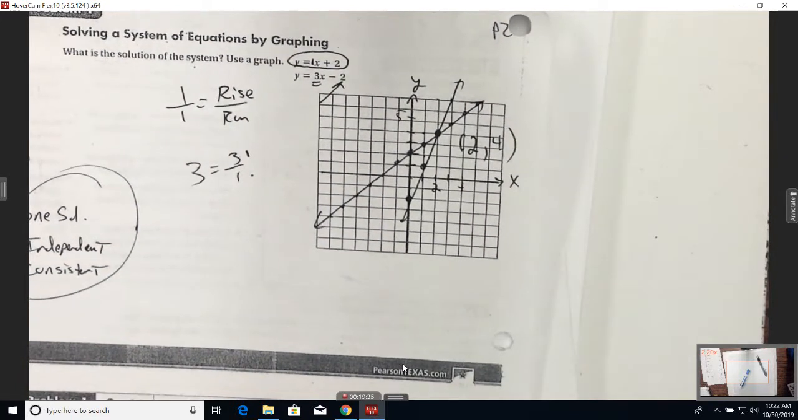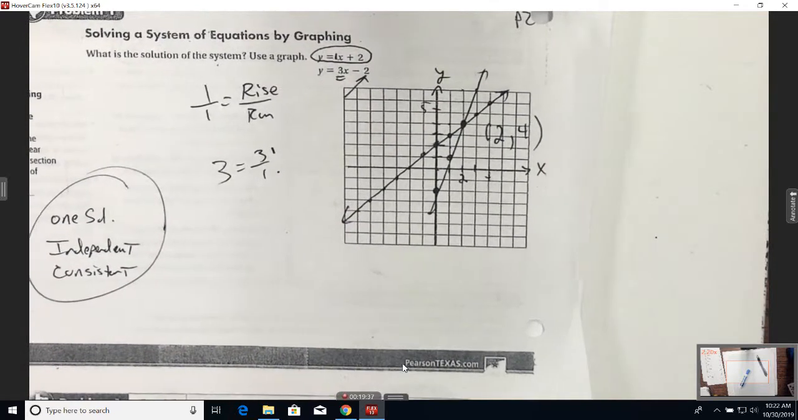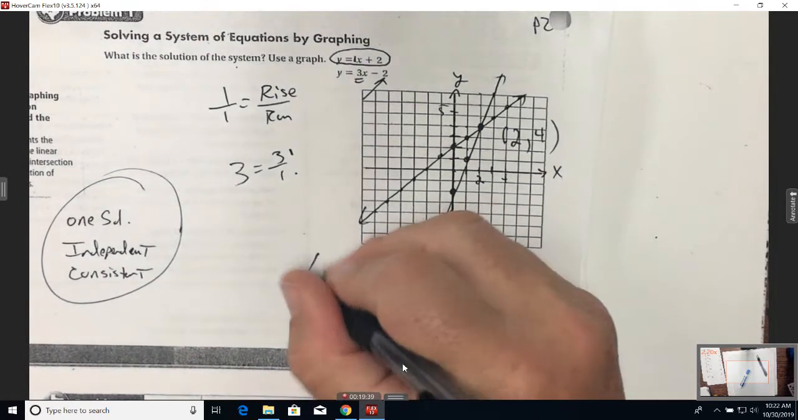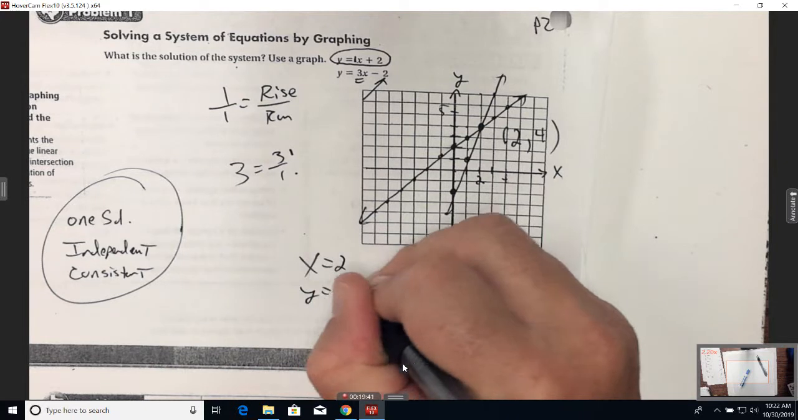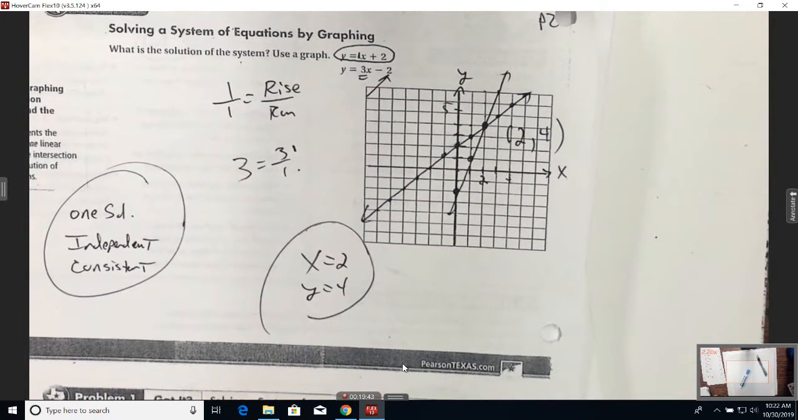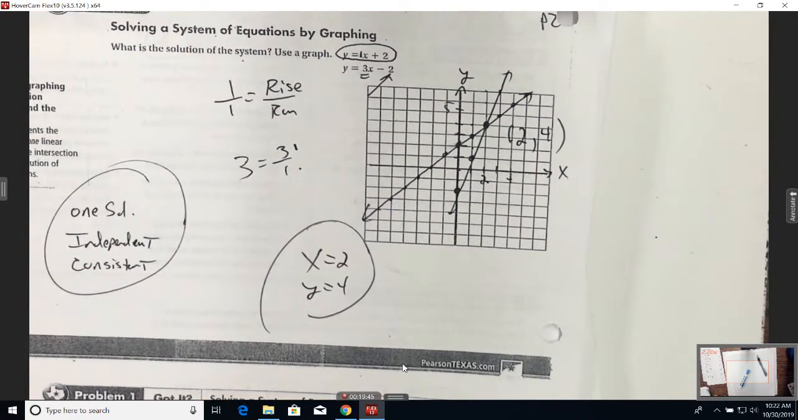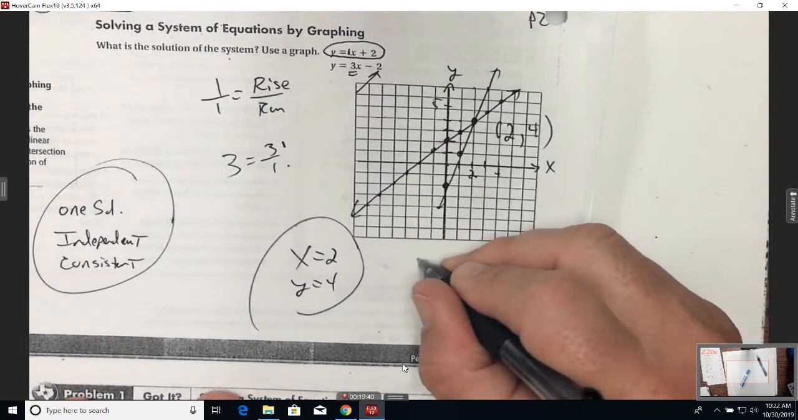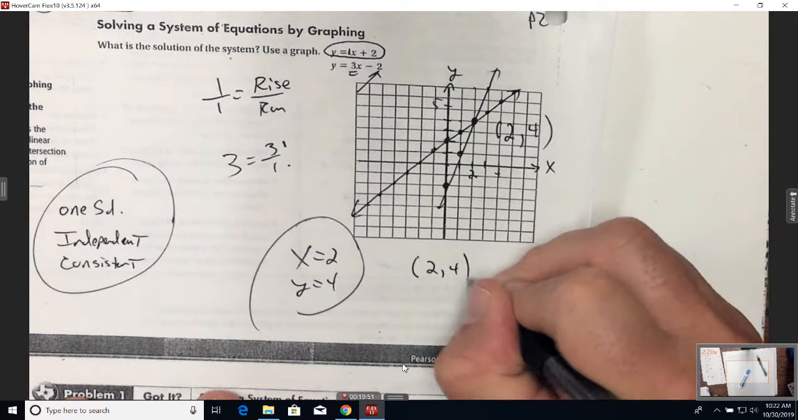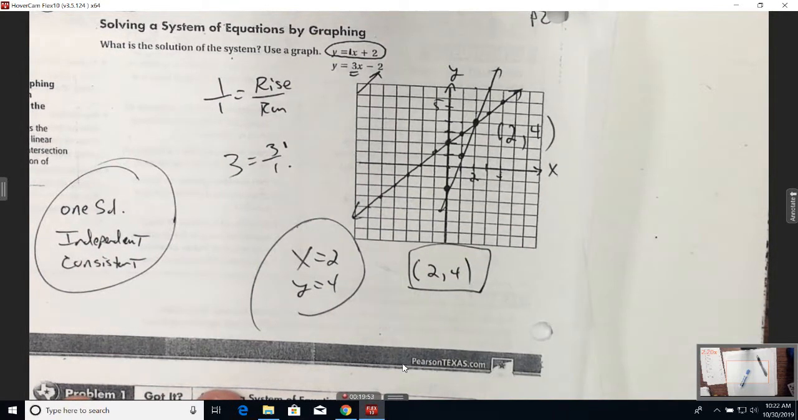So how do I write that answer if it is not a word problem? Do I do it this way? X is 2, y is 4. Is that right? Sure, but you're not going to see it that way. On the EOC, they're going to write it as an ordered pair. (2, 4). That's it. So how do we check it to make sure it's right?